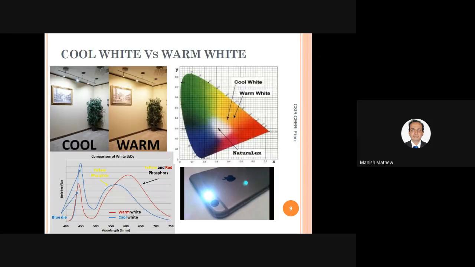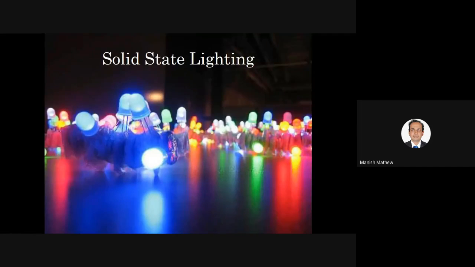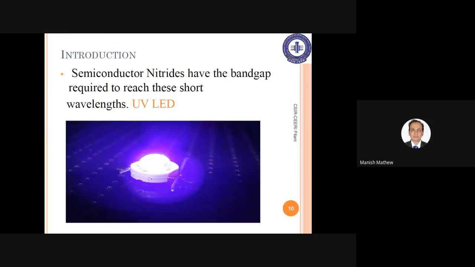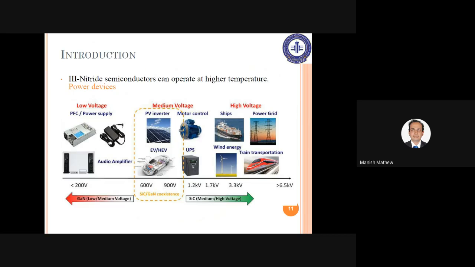In the previous slide, what we were talking about was mainly the visible region. UV is a shorter wavelength. This can be used for disinfection, and it has a lot of applications in the biomedical field. Other than that, maybe around 10 years back, we were using silicon for most of the devices. Now, the paradigm has shifted towards gallium nitride or III-nitride devices with silicon carbide.